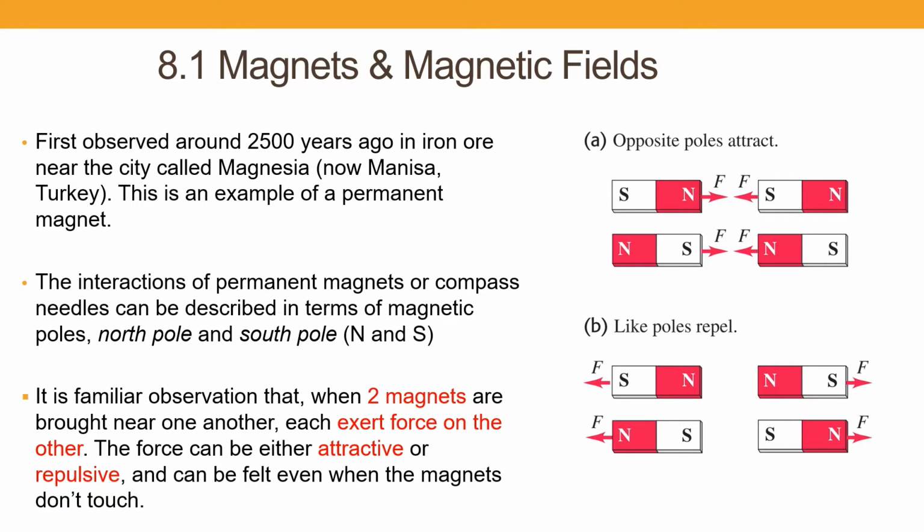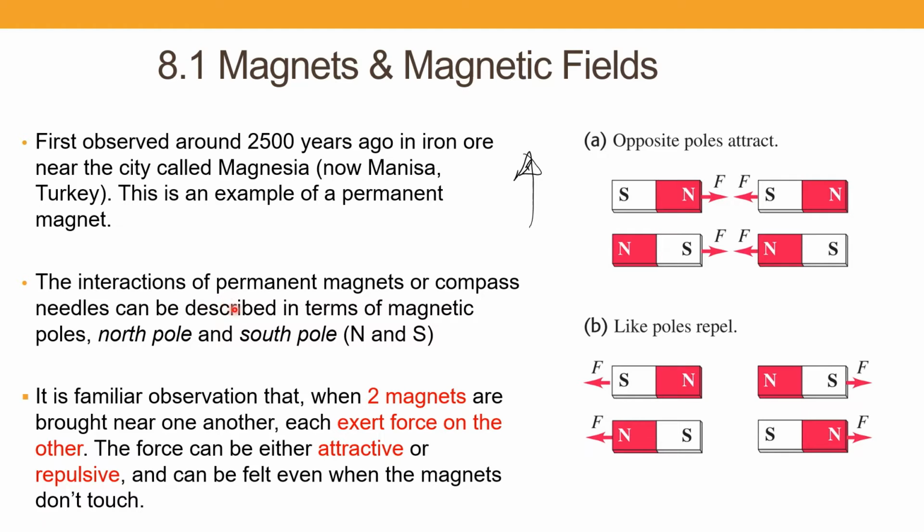So I'm sure everyone knows what a magnet is. Magnet was first observed around 2,500 years ago in iron ore near the city called Magnesia. Now it is called Manisa. So this is where the term magnets come from. This iron ore is an example of a permanent magnet. When the people during that time put this iron ore on top of floating water, they found out that the magnet will float showing the North Pole. So that's how they discovered magnetism.